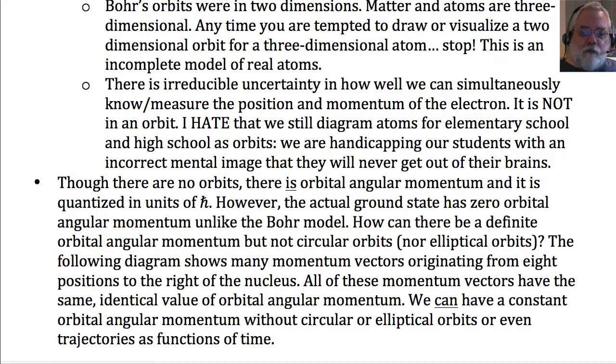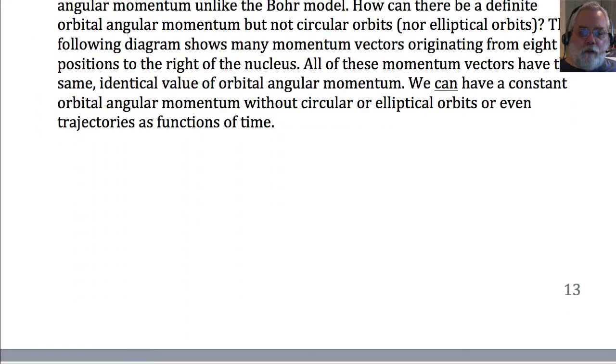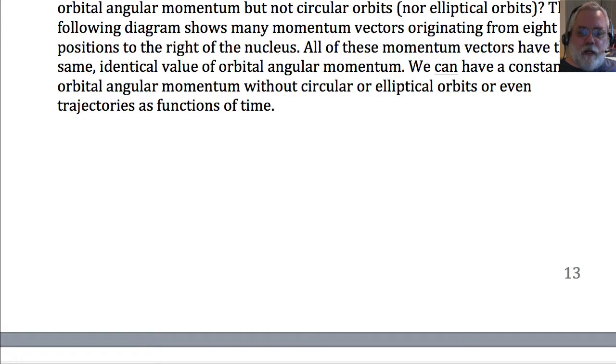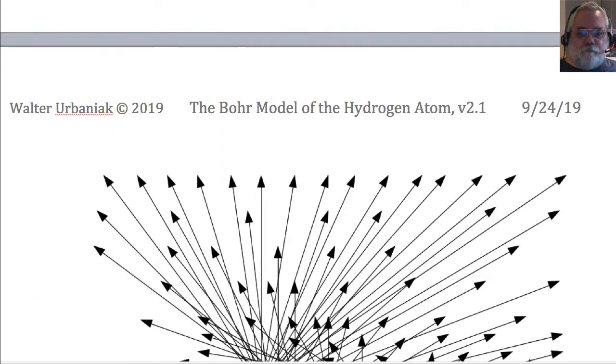How can there be a definite orbital angular momentum, but not circular orbits nor elliptical orbits? The following diagram shows many momentum vectors originating from 8 positions to the right of the nucleus. All of these momentum vectors, which point in many different directions, they all have the same identical value of orbital angular momentum. We can have a constant orbital angular momentum without circular or elliptical orbits, or even trajectories as functions of time.